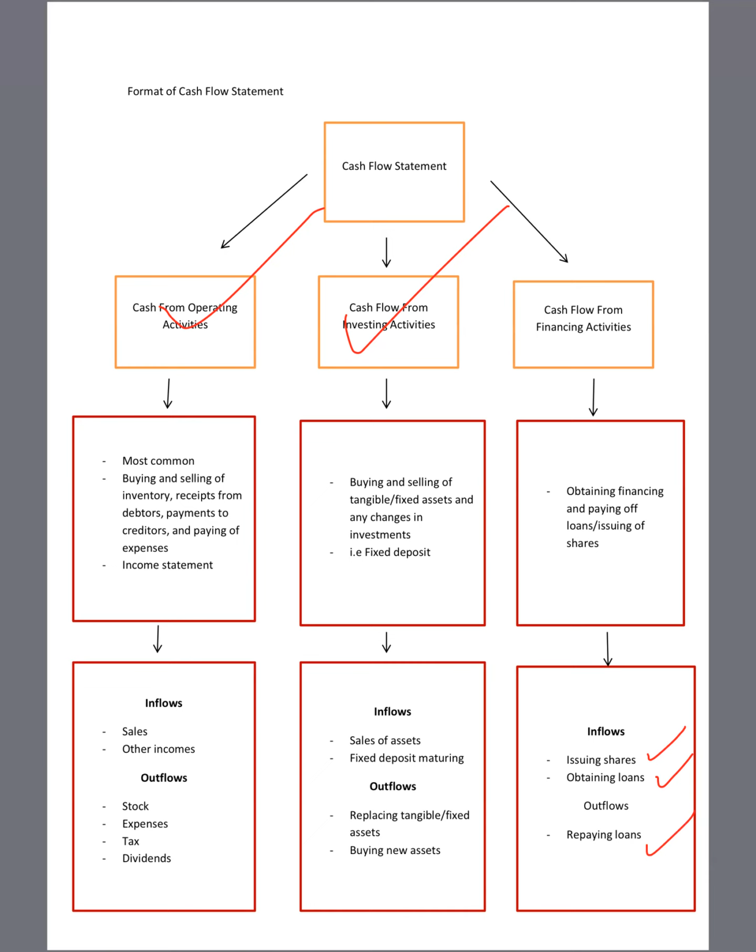Remember that my operating activities were my sales, inventories, expenses, tax, and dividends. And my investing activities were my assets, selling or buying assets. Now, the last one that we're doing is financing activities, which is my loans and my shares, right? Yes. Now let's go to the activity.